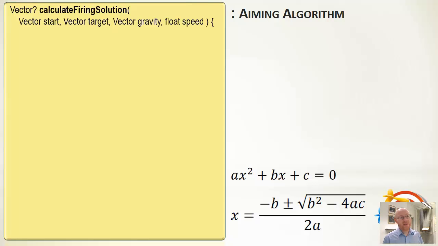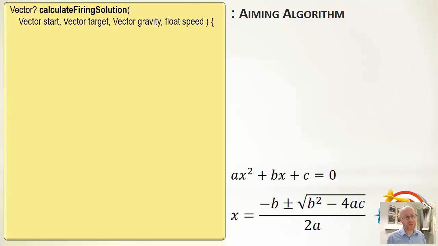Expressed as a fragment of code, we'd have the following thing. So calculate firing solution. Now it returns a vector with a question mark here. So this is pseudocode. Basically it means that most times, if we can reach it, we'll return a vector, but sometimes if we can't reach the particular target location, we're going to have to return null to represent there is no way of reaching it.